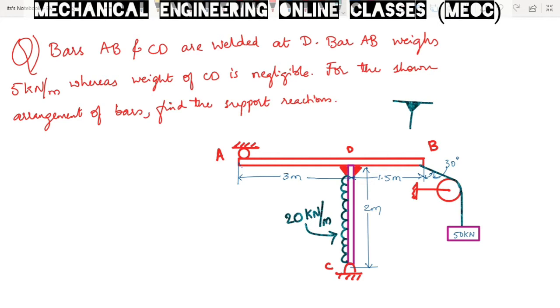If you can see, there is a pulley arrangement also. From B there is a 50 kilonewton force that is hanging via a pulley. So let us consider the FBD of the overall object, because it is a rigid object; CD and AB don't have any relative motion. So I am not interested in drawing the FBD separately for AB and CD. I am going to draw them as an integral unit.